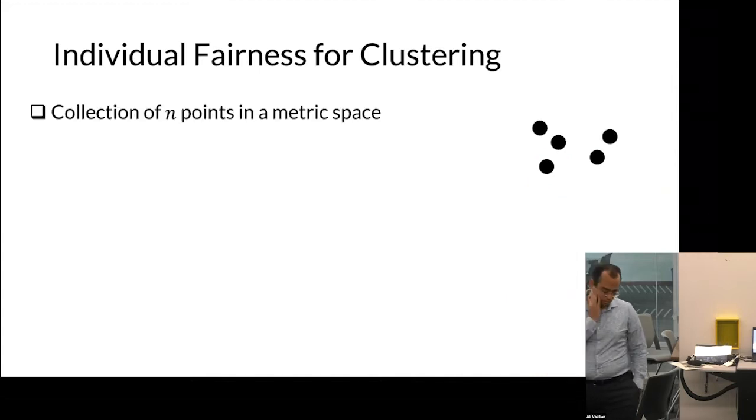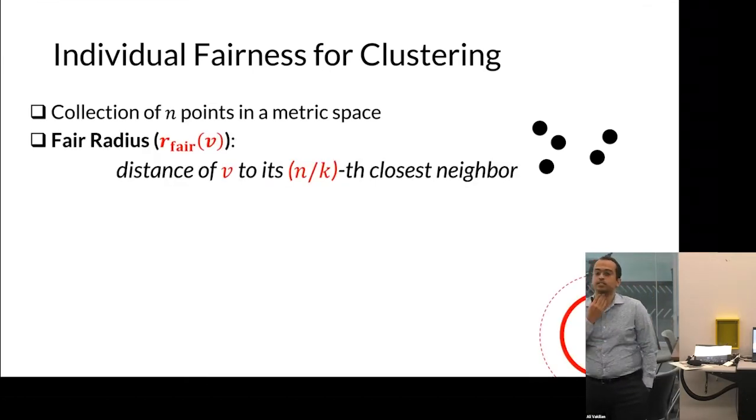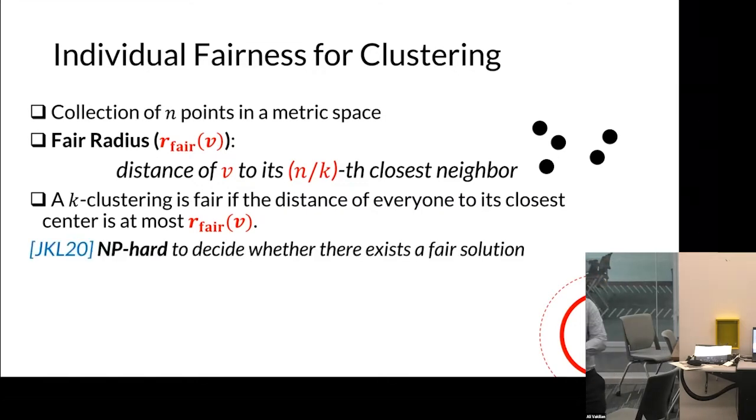That's formally the problem. We have a collection of n points. Then we define a fair radius for each point, which is the distance of the point to its n over k closest neighbor. It's n over k minus one, but it's more or less that. And we say that a k-clustering is fair if the distance of everyone to its closest center is at most within the fair radius of the point. This problem was introduced by Jung and Lutz. I'll talk more about their work, but they show that this is a nice formulation, but the problem is NP-hard. Basically, it's NP-hard to decide whether such a clustering exists or not.